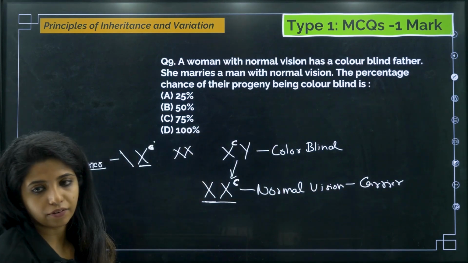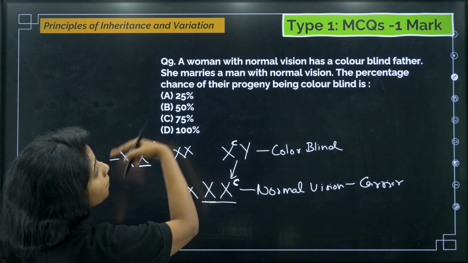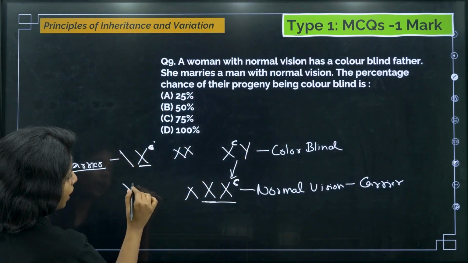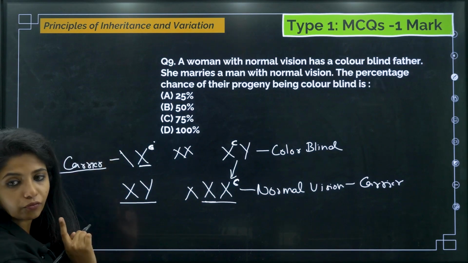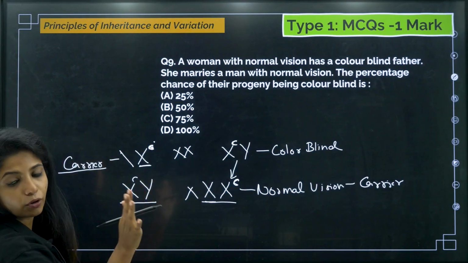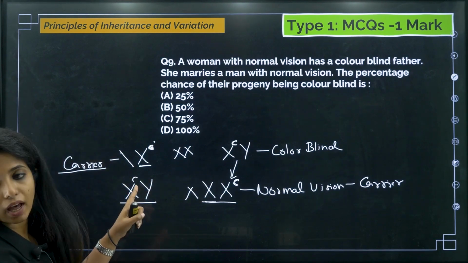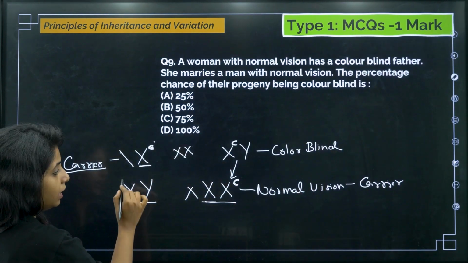She is just a carrier. Now this carrier does not know that she is a carrier. Now she marries what? A man with normal vision. She is going to marry a man with normal vision. This guy is surely having normal vision. Why? Because if that man had C, then this man would not have normal vision. This man would have color blindness, because only one X is needed, right?